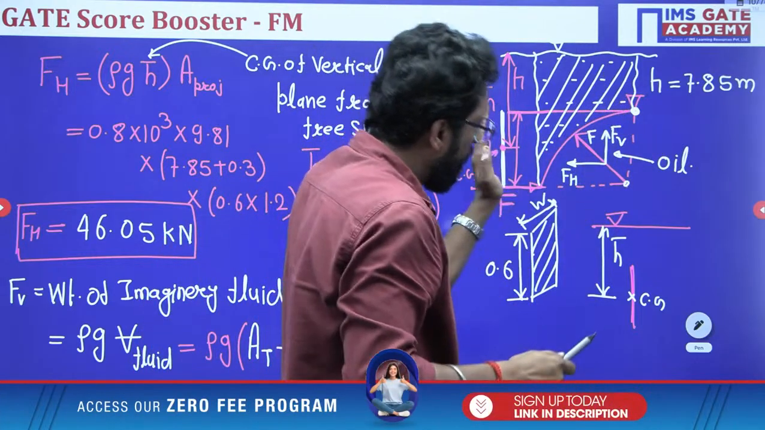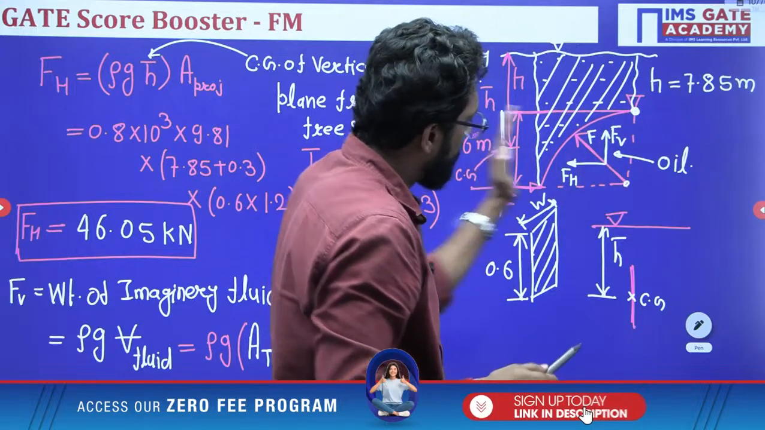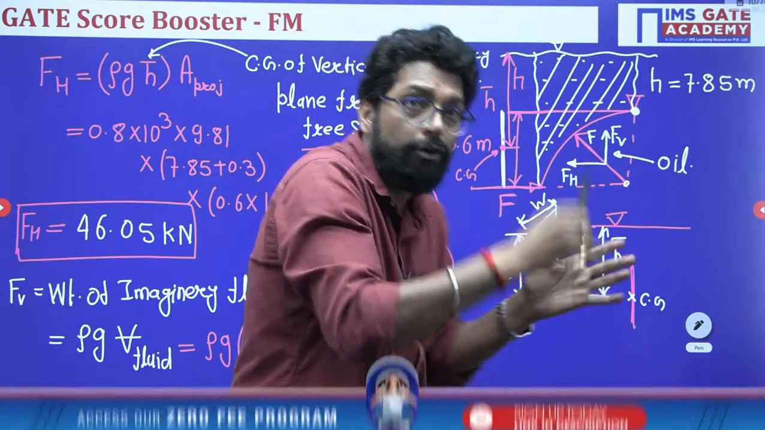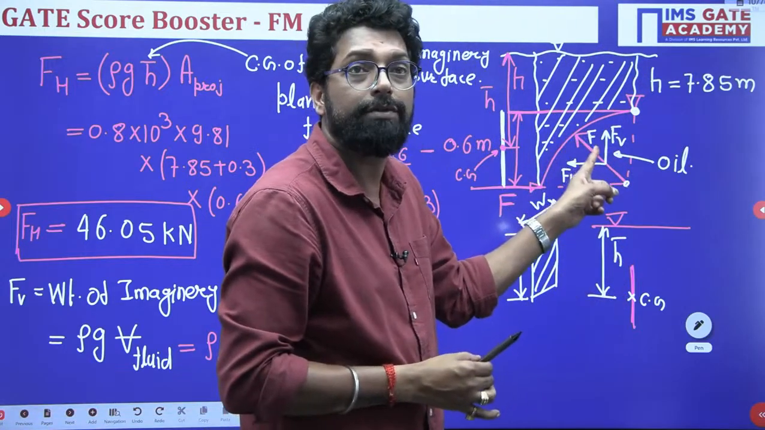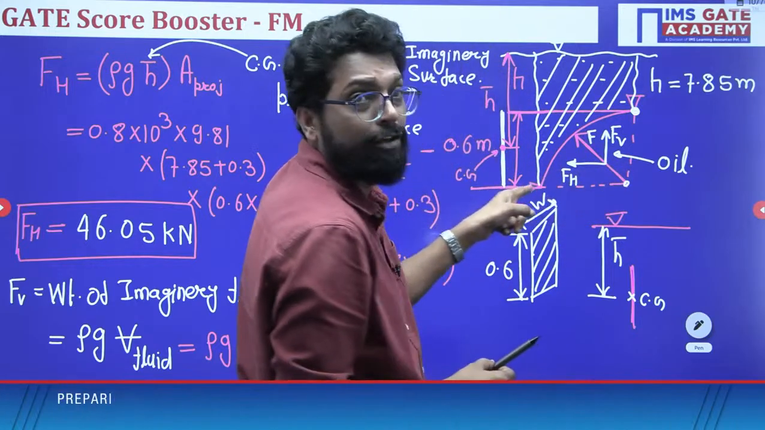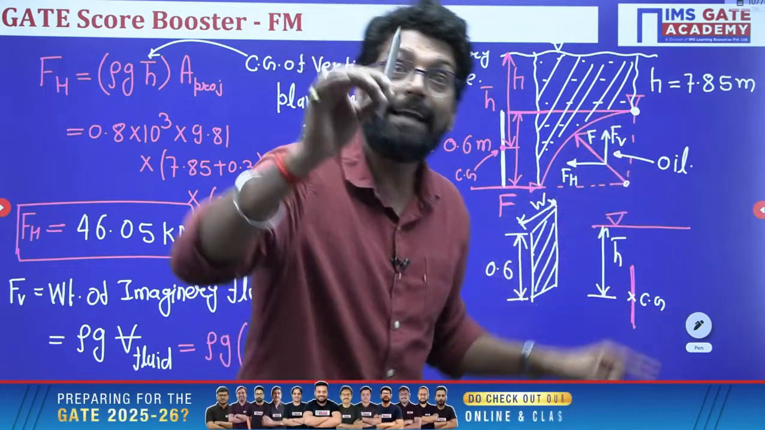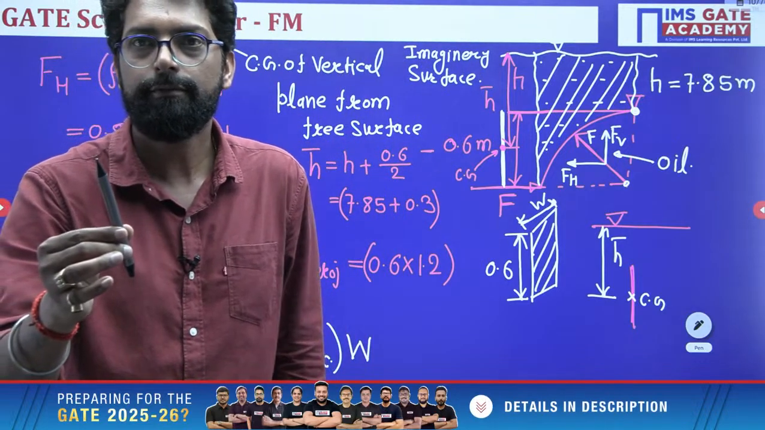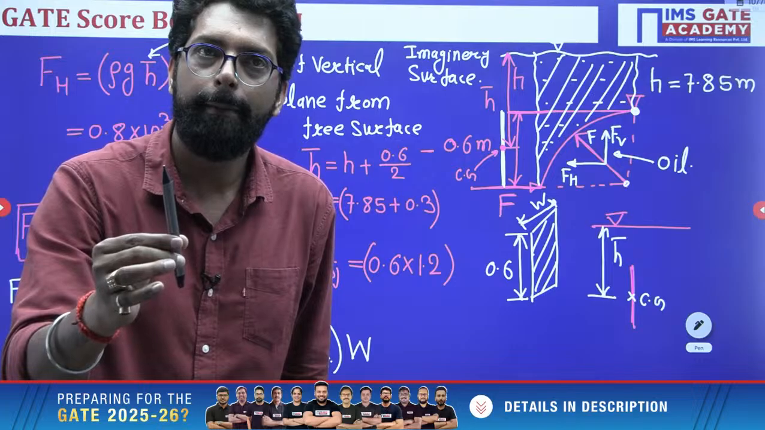This creates a moment in this direction, so the gate is closed. Now the fluid also creates a moment, because fluid exerts a force on the curved surface, and that force is not only horizontal, it is vertical also. So we calculate the resultant force. Now it is clear, Surya?